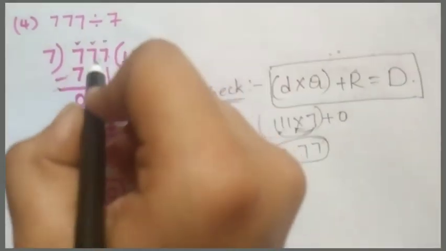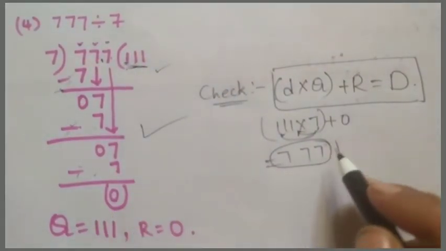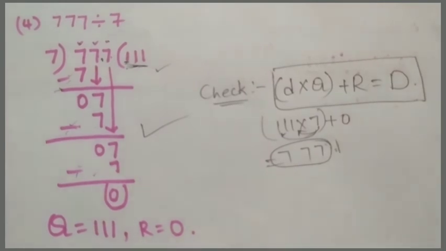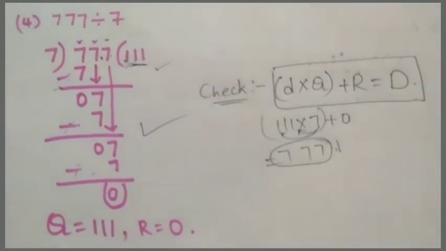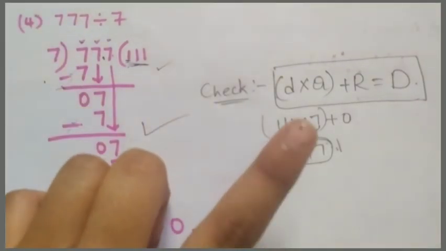So we'll get this dividend. If you get the dividend, then the answer is correct. If you do not get the dividend, then the answer is wrong. I will give 10 questions for you on this division of 3-digit numbers without regrouping. You have to do the problems and do the check also there only.